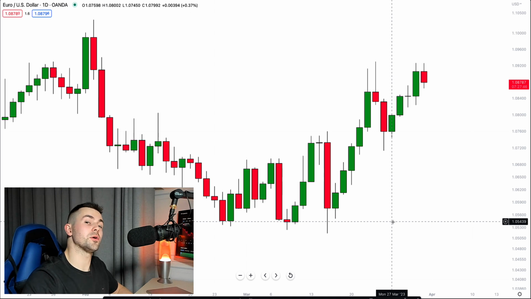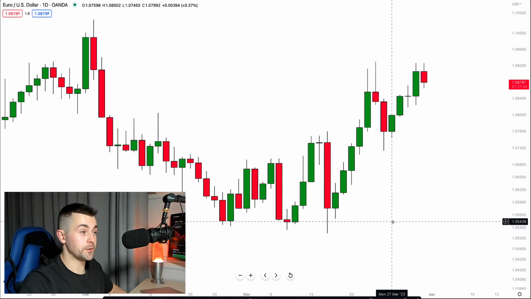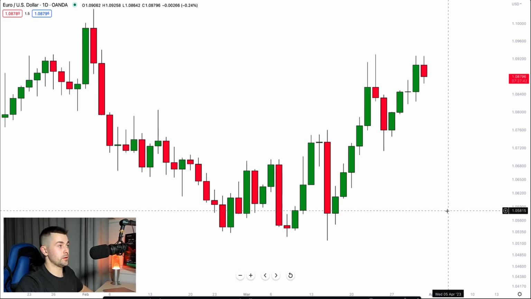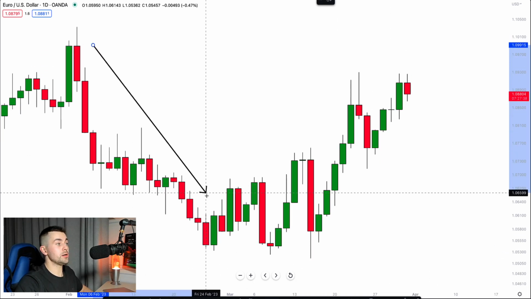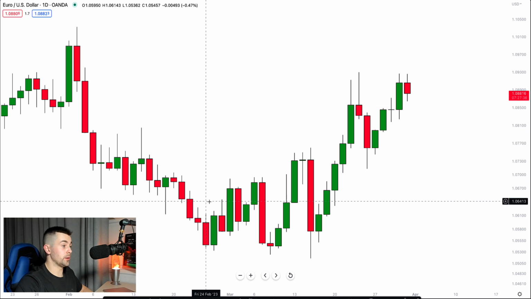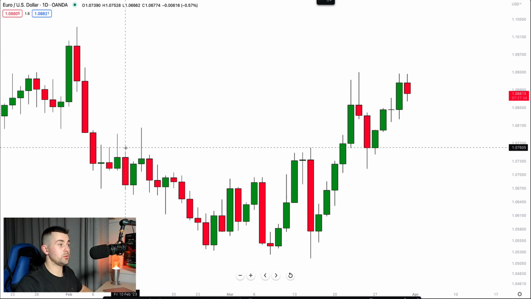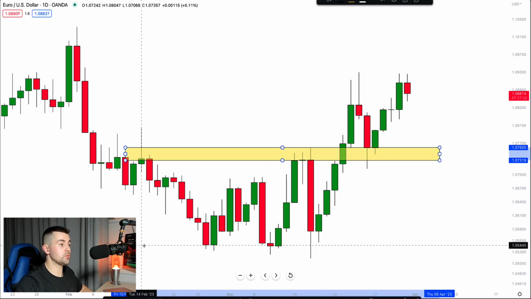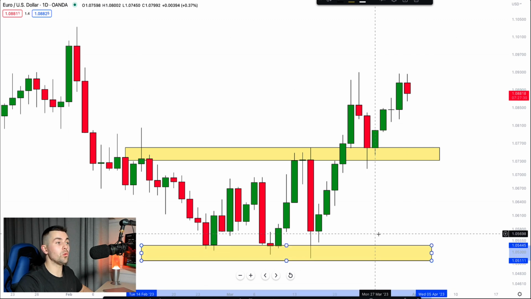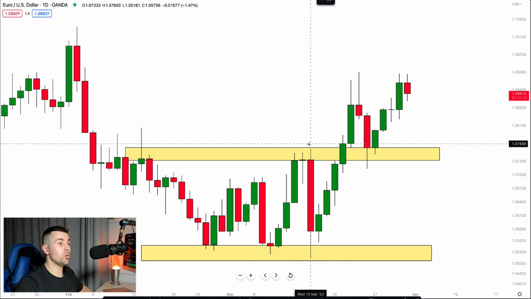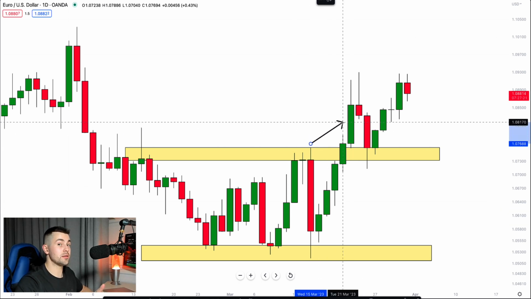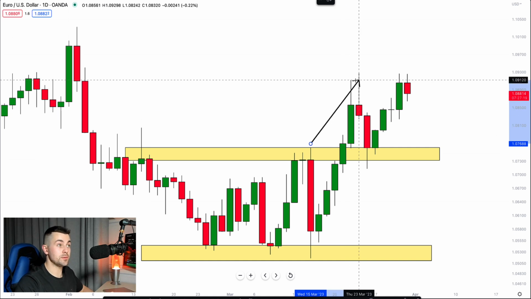Alright, traders, I want to start our analysis with the Euro dollar pair. We are in a daily time frame, and analyzing the price action, Euro dollar was trading in a bearish trend for some time, and then the market started to consolidate. And you can see that for a quite long period of time, the market was trading within the range, and it was consolidating. However, then the market has violated the resistance of the range to the upside.